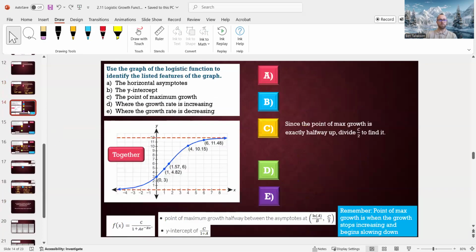Okay, we just have a little more practice. Several questions here. Use the graph to identify the listed features of the graph. Okay, horizontal asymptote. So if you want to test yourself, pause this. If you need a little more practice, then just follow along with me. Horizontal asymptotes. We know they are at y equals 0 always. And what do we have? We see y equals that carrying capacity at the top is at 12.